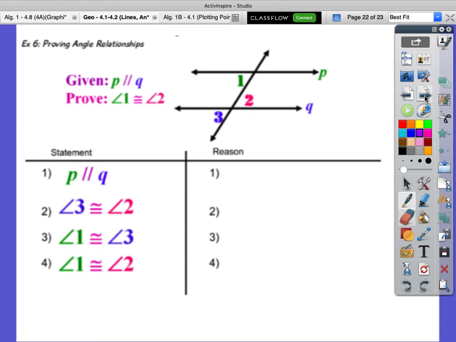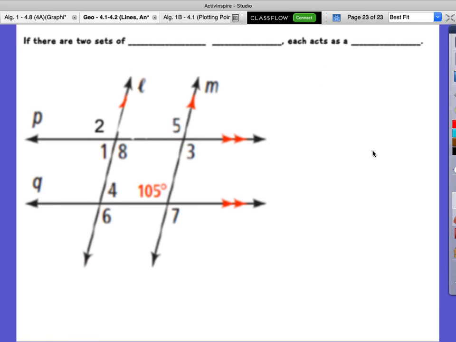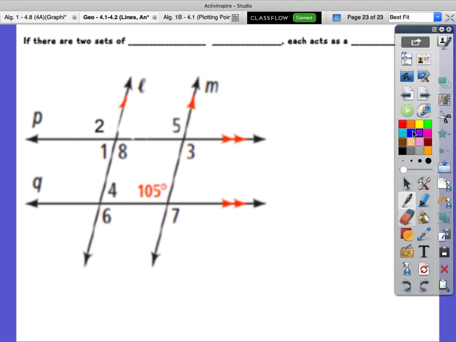We're skipping the next proof, and we're going to the last part of this section. As I try to avoid dying.